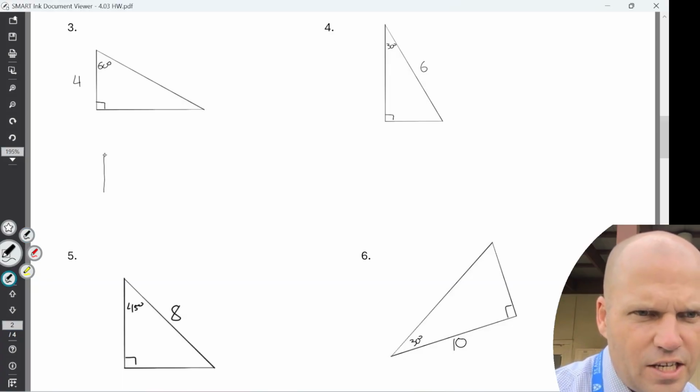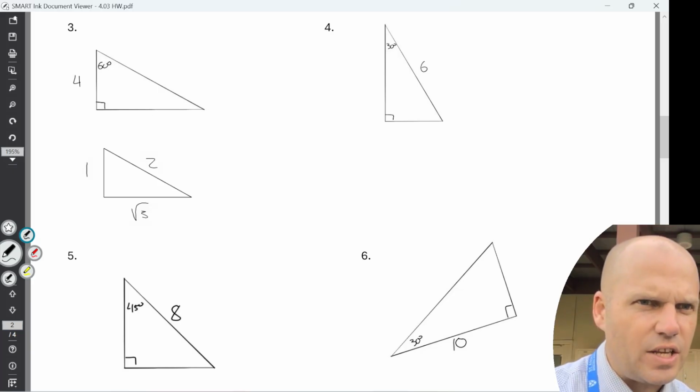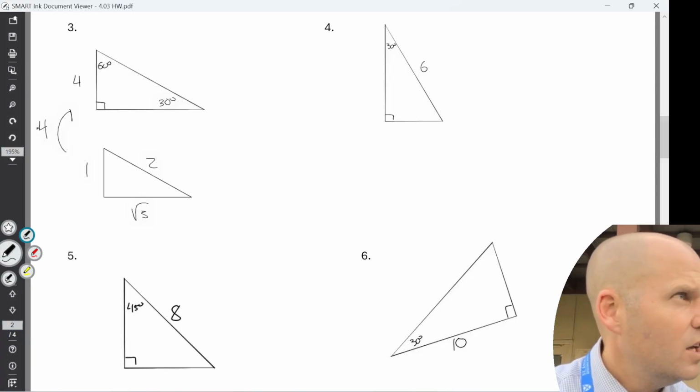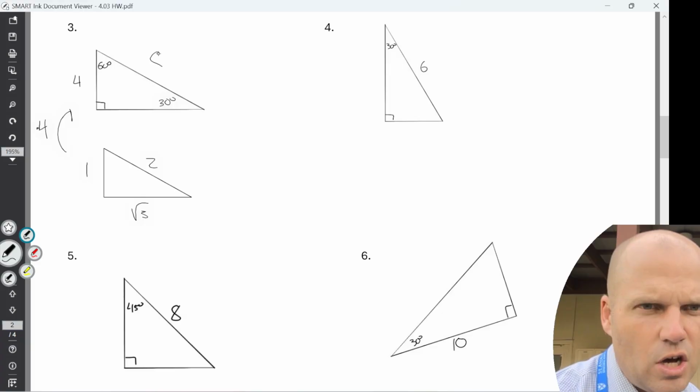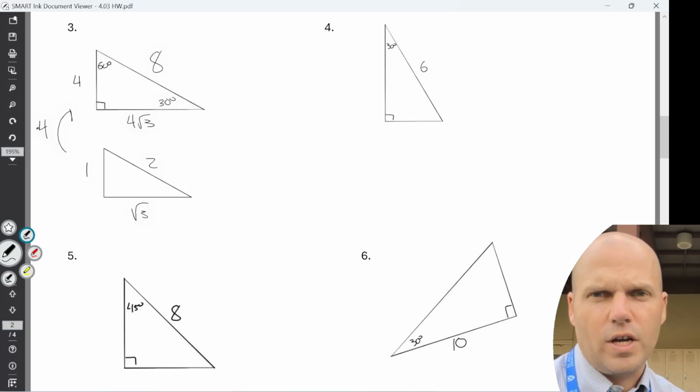Cool, it's a 30, 60, 90 triangle. I'm going to start with a small, a medium, and a large that just looks like this 30, 60, 90 triangle. With the small being 4, I can see that the scale factor for my triangle is 4. That means the long side is 8, and the medium side is 4 root 3.